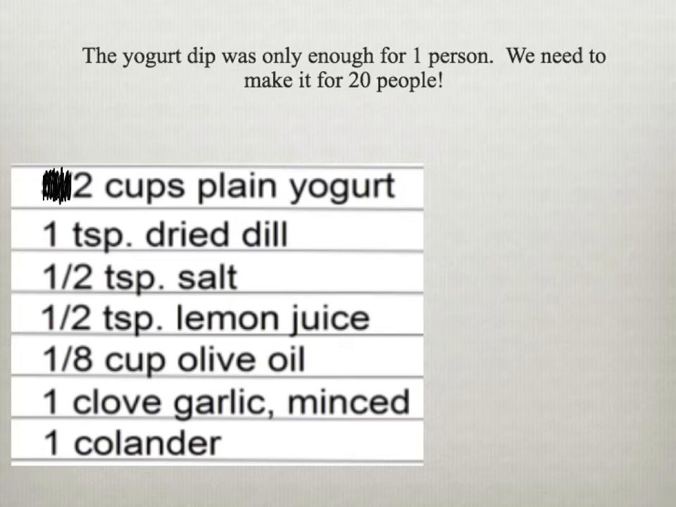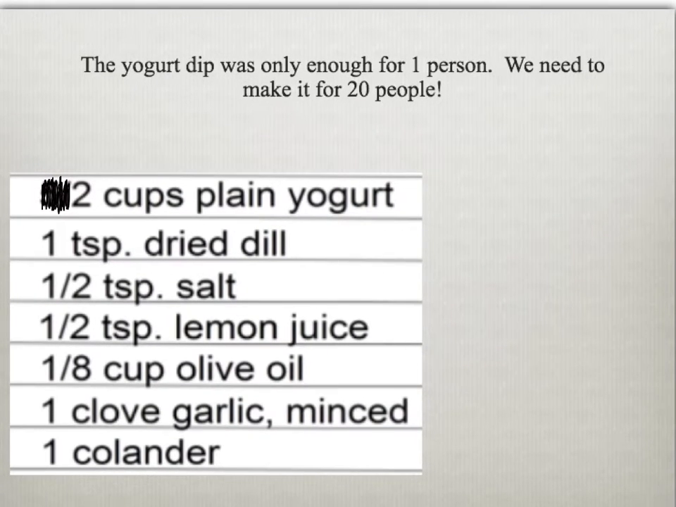So let's take our plain yogurt. We're going to take these 2 cups here, and we're going to multiply it by 20. Well, no fractions involved here. 2 times 20 is 40. So for our new bigger recipe, we're going to now be using 40 cups of yogurt.